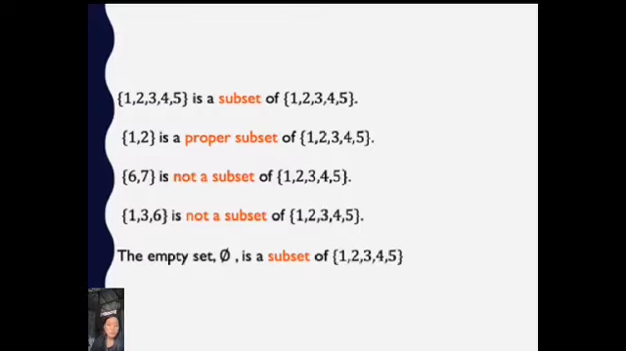Now, {6, 7} is not a subset since these two elements are not included in the original set. Also, {1, 3, 6} is not a subset since 6 is not included. Take note that the empty set or the null set is also a subset of the set {1, 2, 3, 4, 5}.